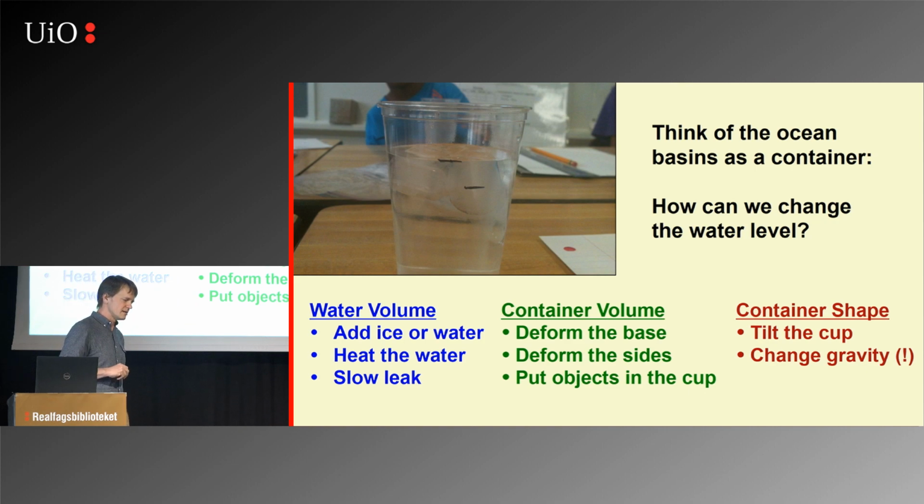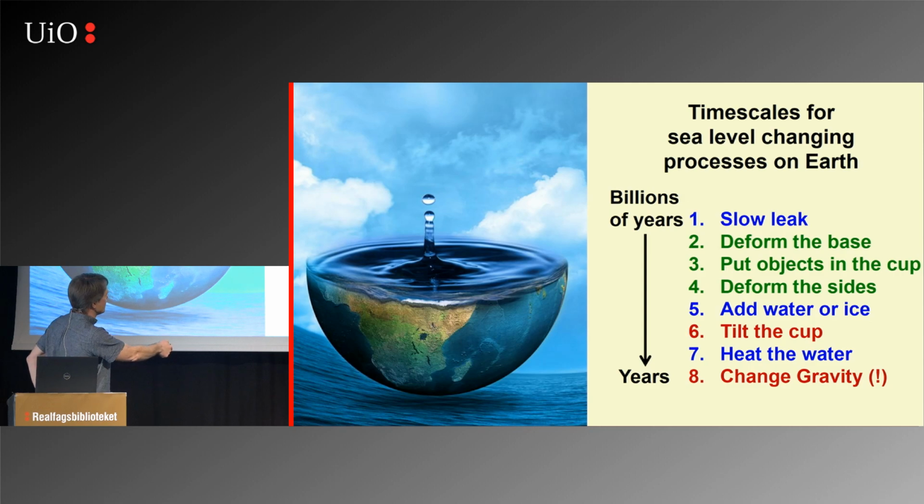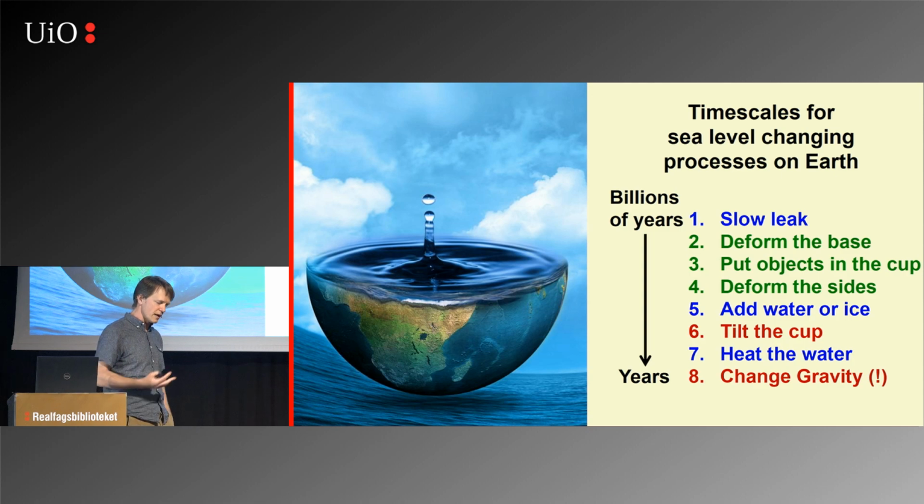And the Earth does all 8 of these in order to change the level. It just happens on different time scales. The slow leak from the bottom of the cup is a process which I'll talk about next, but that happens over billions of years, or we think it does. And heating the water and changing gravity are things that happen on an annual basis and on time scales much shorter. So all of these processes are happening, and I put them in a kind of relative order of how fast they happen.